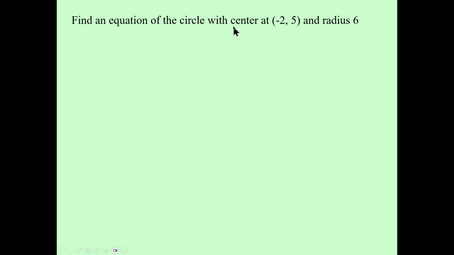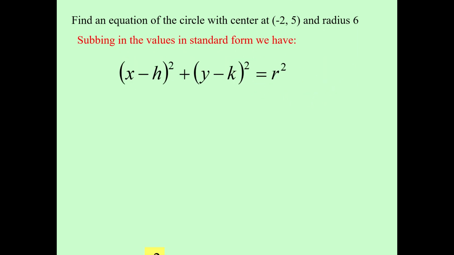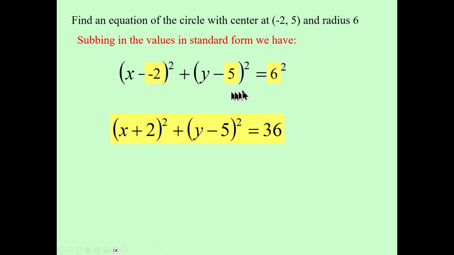Find the equation of the circle with the center at negative 2, 5 and with a radius of 6. Okay, so here, we sub into our h, k formula. You can see where it formed. If we clean this up here, minus a negative becomes plus a positive. And that's this answer here. That's our equation in standard form.